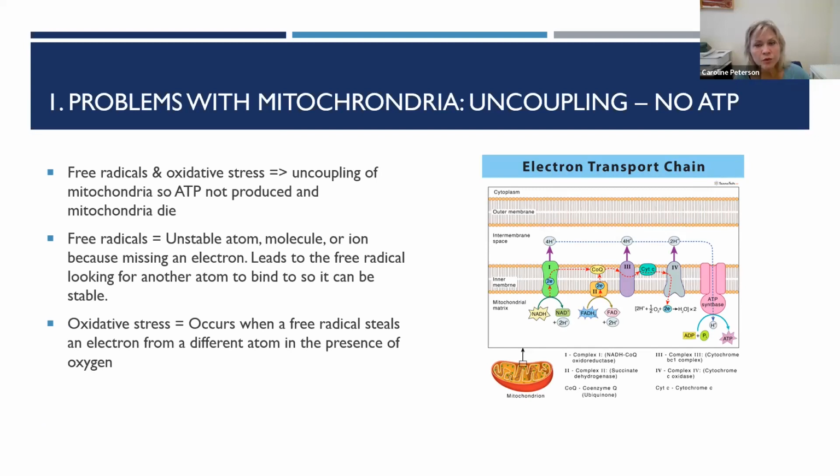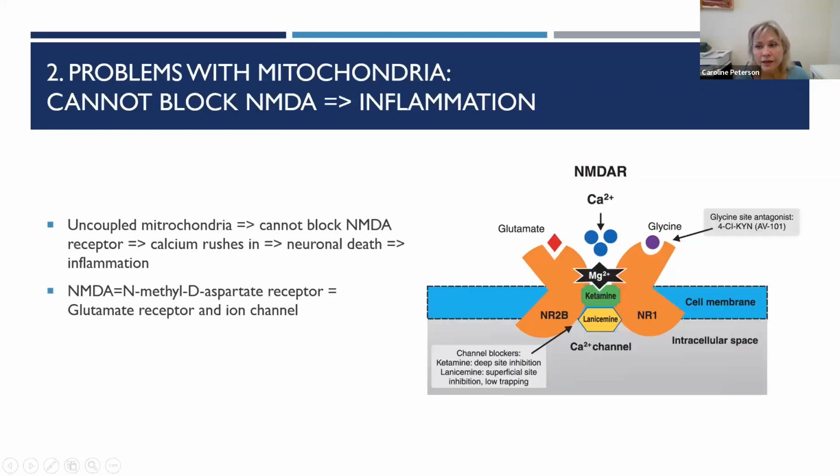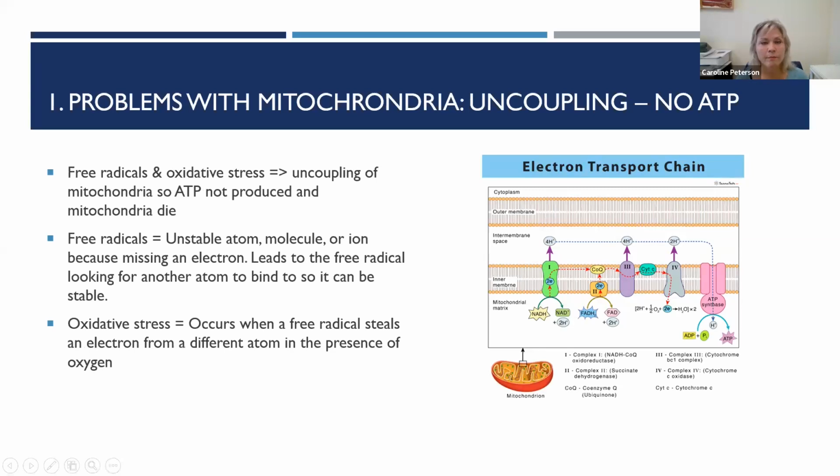So if we have problems with the mitochondria, like uncoupling, then the problem will be that it's unable to make ATP. So it can't make energy. That's a problem. We need that mitochondria to be making energy. It's the free radicals and the oxidative stress that cause the uncoupling of the mitochondria.